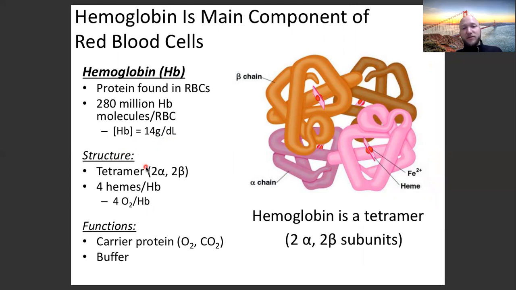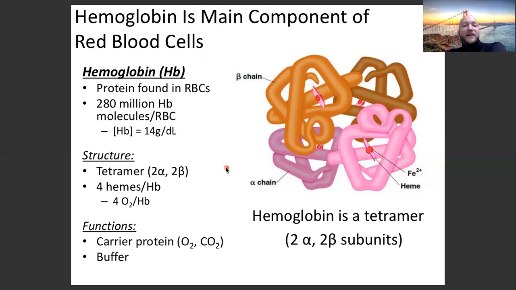Structure: it's a tetramer. So there are 4 subunits within the hemoglobin molecule. There are 2 alpha chains and 2 beta chains. Each subunit has 1 heme group. So 4 total heme groups. Each heme group has an iron atom, so we need iron to make hemoglobin. And each heme group can bind 1 O2 molecule. So we can have a total of 4 O2s per hemoglobin. 1, 2, 3, 4 O2s can bind.